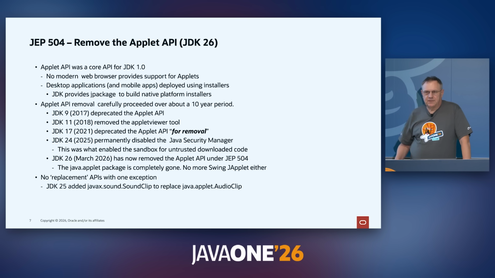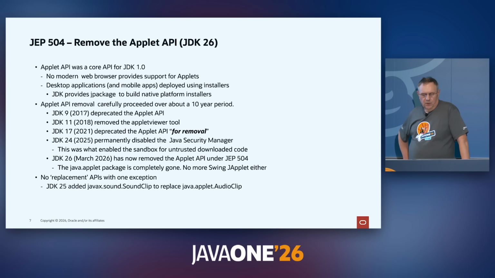So we didn't do this instantly, and as far as we're concerned, we did not do it without warning. JDK 9, 2017, first deprecated the applet API. JDK 11, 2018, removed the applet viewer tool, which is just a tool that came with the JDK, just like java and javap and javac and so forth. And this was essentially a developer tool so they could have a look at what their applet looked like outside of the browser. JDK 17 deprecated the applet API further for removal, saying it's not just don't use it, but at some point it's going away. So that was now 5 years ago.